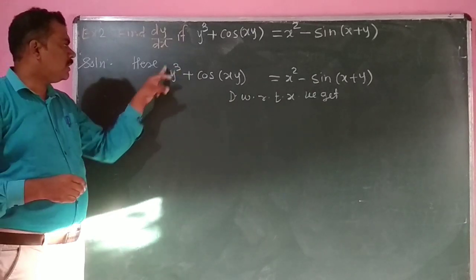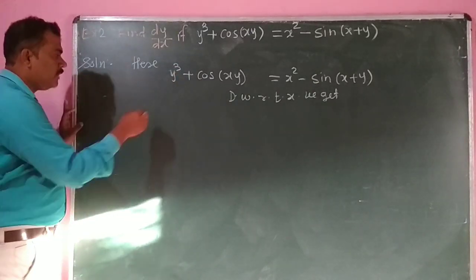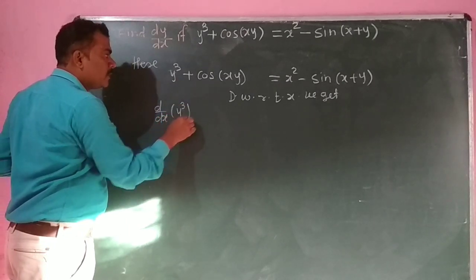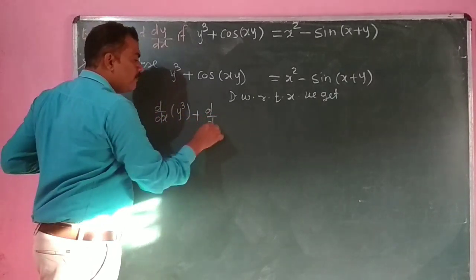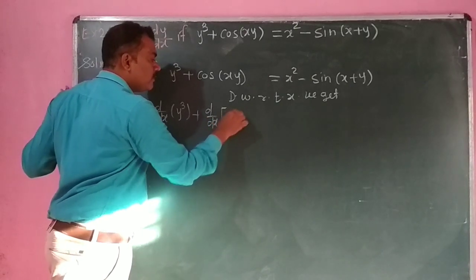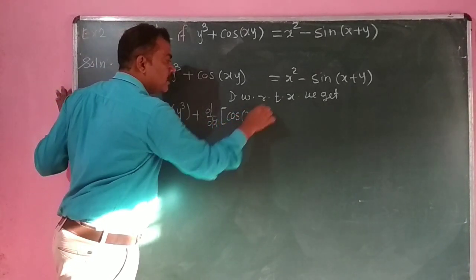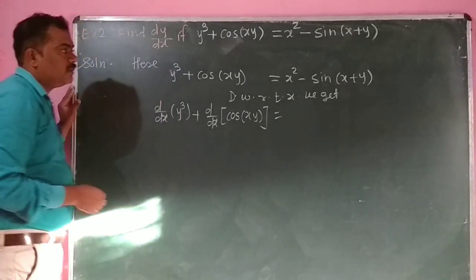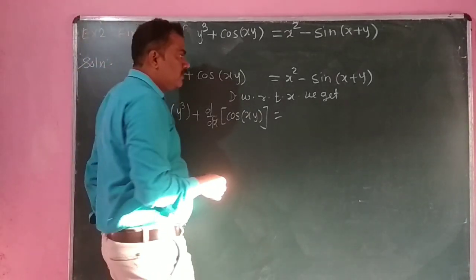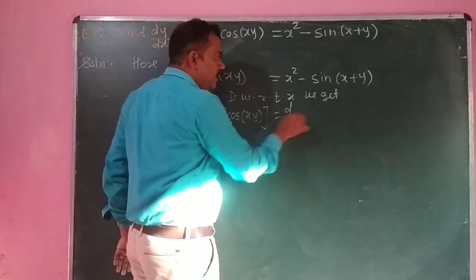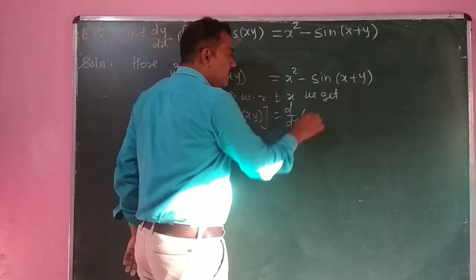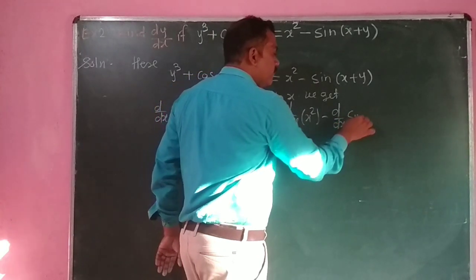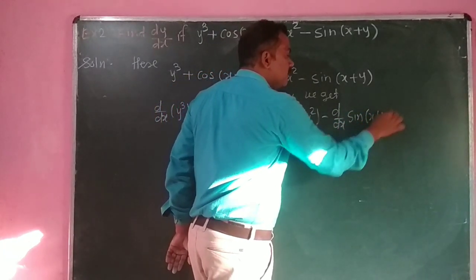Now first we have to differentiate this y cube with respect to x, that is d/dx of y cube plus d/dx of cos of xy, by using the algebra of derivatives, or algebra of differentiation, d/dx of x square minus d/dx of sine of x plus y.